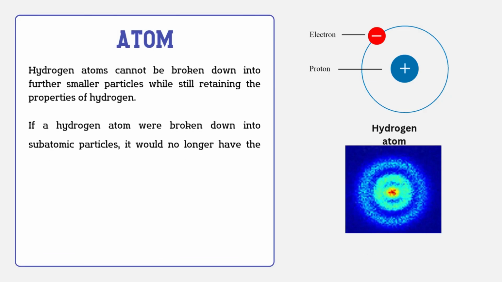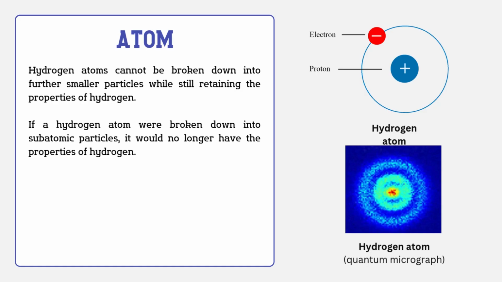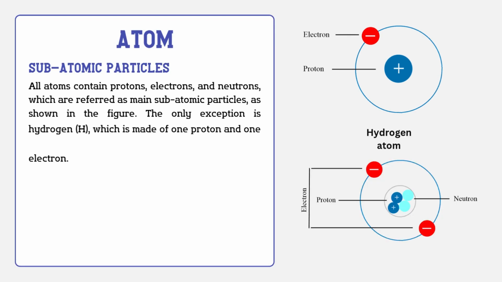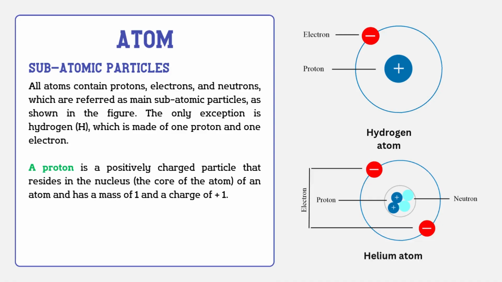Hydrogen atoms cannot be broken down into further smaller particles while still retaining the properties of hydrogen. If a hydrogen atom were broken down into subatomic particles, it would no longer have the properties of hydrogen. All atoms contain protons, electrons, and neutrons, which are referred to as main subatomic particles, as shown in the figure. The only exception is hydrogen, H, which is made of one proton and one electron.